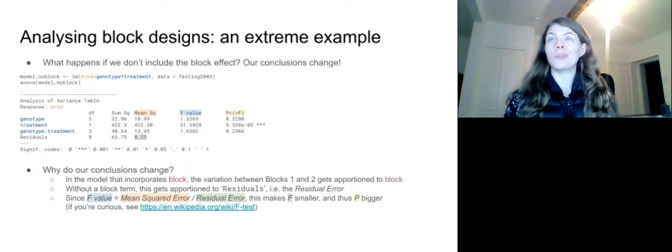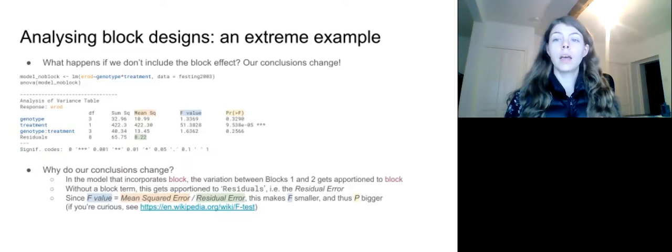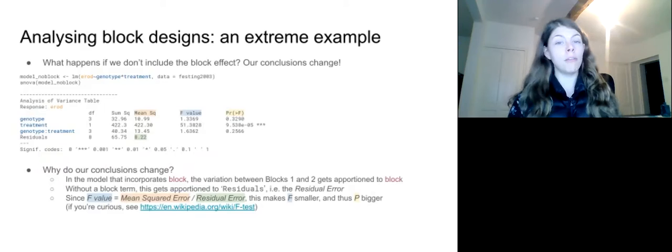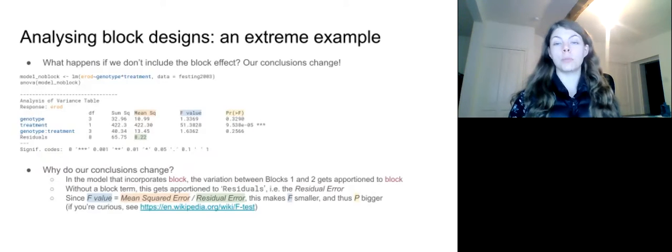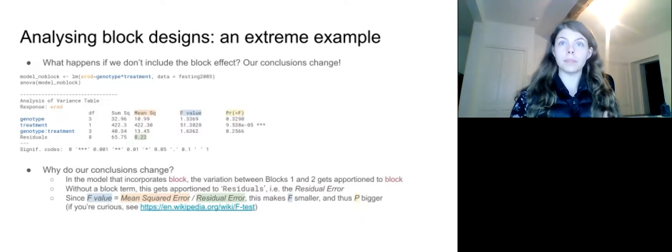What happens if we don't include the block effect? Well, as before, our conclusions change. This is because the error apportioned to block again gets shunted to the residual error term, which means that our F values decrease and our P values increase as before. Hence, not accounting for the block effect, as might be tempting to do because of the small sample size, has a big influence on our inference. If you want to understand more about how the F value is calculated, do have a look at the link included in this slide.